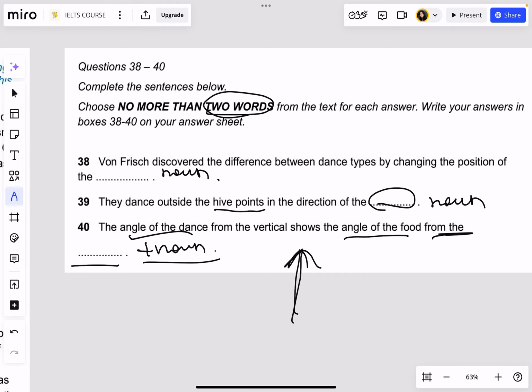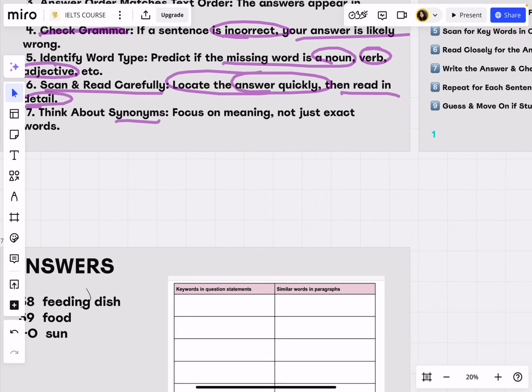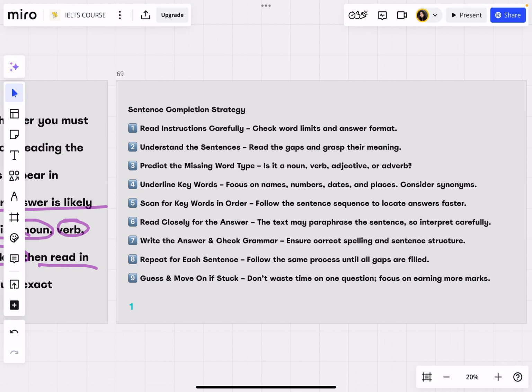As, right after the word as, only a noun comes. Okay, I've already done this one.